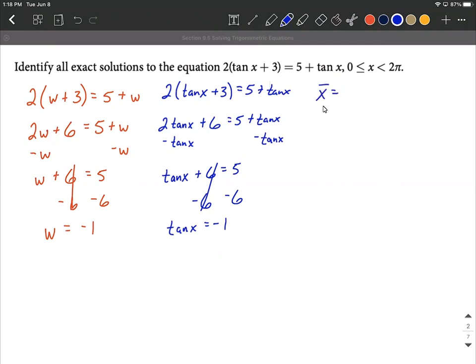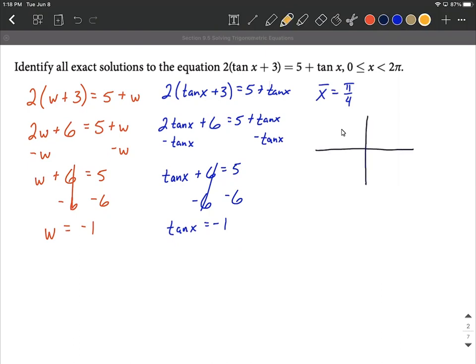If I were to plug in a pi/4 for my x, that would produce a +1 as opposed to this -1. But +1 is one of those ratios that shows up a whole lot. So the next thing I would do is go ahead and use pi/4 as a reference angle.